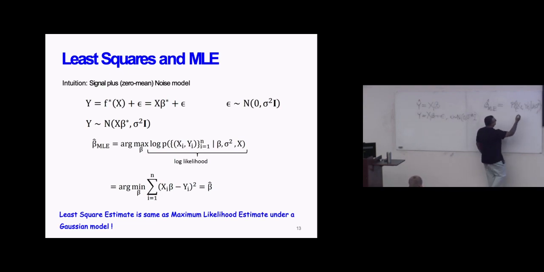And you will see all the x's. So it's basically x1, y1 to xn, yn, given this, right?